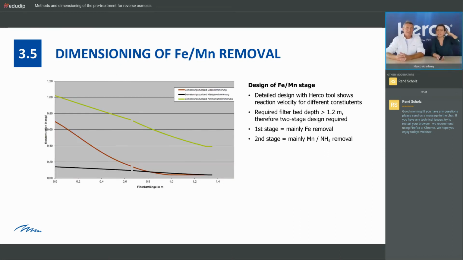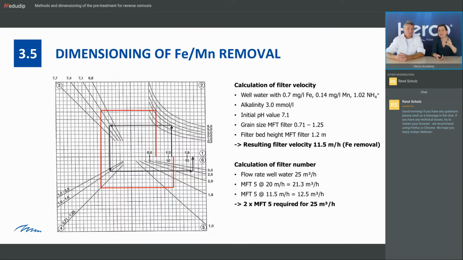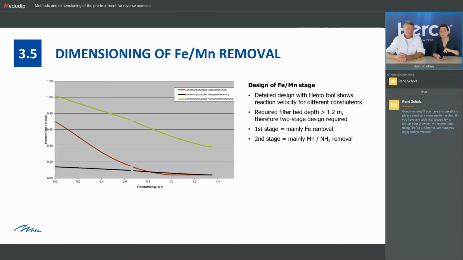Okay. So this is something I will show very shortly, really, because this is something that our application team does. But to show you what is important, we have done here the design for iron removal. But in this case, we needed also manganese. So we have another tool where we calculate the time that manganese needs. And you can see here, you have the length of the filter bed, that's our x-axis, and you have the concentration in milligram per liter of the constituents.